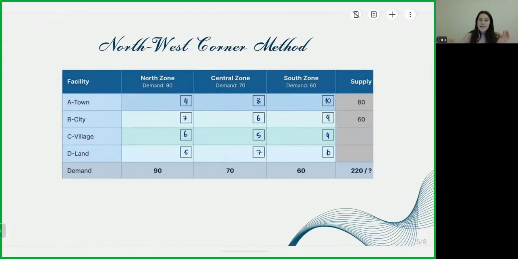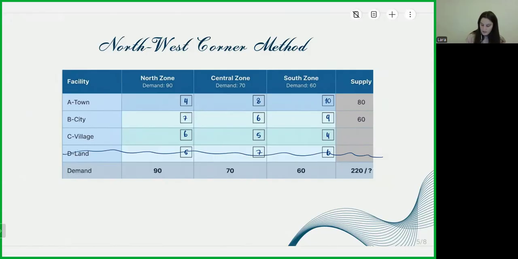Okay, so at first we're going to learn about northwest corner method. Before we start with this, we have to choose if we are going to calculate for C village or D land. At first, I'm going to calculate for C village, so I'm going to cross out D land. Okay, so as we can see, our total demand equates to 220. So our supply also has to equate to 220.